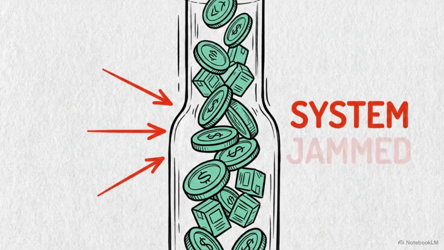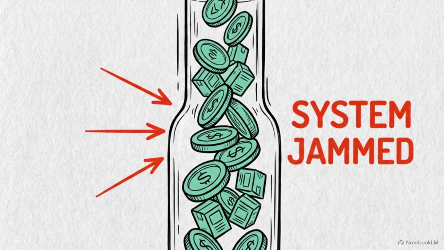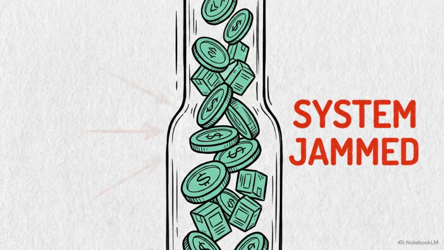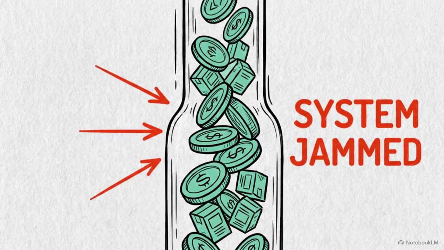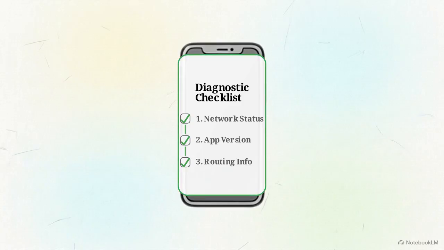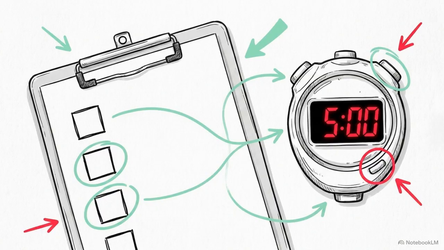This animation shows exactly what a stuck transaction feels like: digital coins stalling midair. When payday arrives and your money doesn't, it is incredibly stressful. But before you start changing settings in a panic, we need to take a systematic approach to find out why the transaction is bottlenecked. Over the next 5 minutes, we are going to work through a specific checklist.